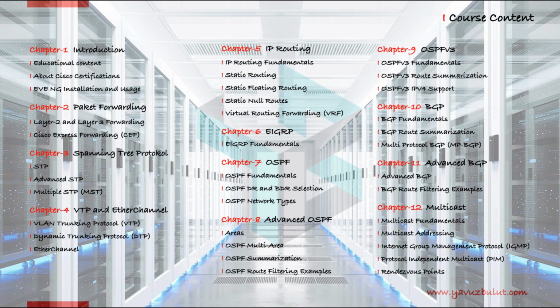In the seventh part, we will deal with topics such as the basics of OSPF, OSPF DR and BDR placement, OSPF network types. In the eighth part, we will cover topics such as OSPF multi-area, OSPF summarization, OSPF route filtering, and in the ninth part, we will cover OSPF version 3 topics, OSPF version 3 basics, route summarization in OSPF version 3, IP version 4 support in OSPF version 3.